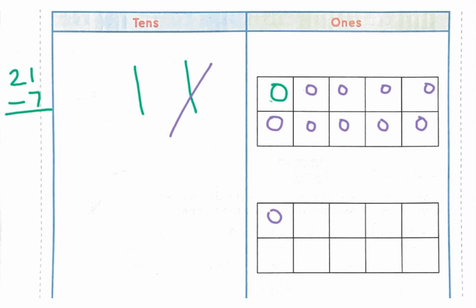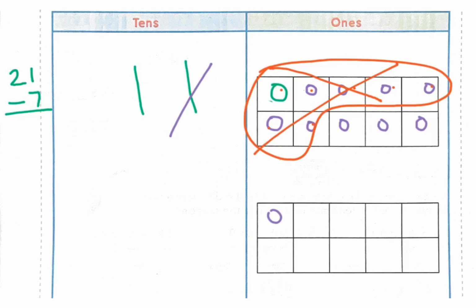Now, are there enough ones to subtract 7? Yes, let's do that now. 1, 2, 3, 4, 5, 6, 7. Take those away. What do we have left? We have 1 ten and 4 ones. So 21 minus 7 is 14. Exactly. If you did it a different way but got the same answer, that's fine too.